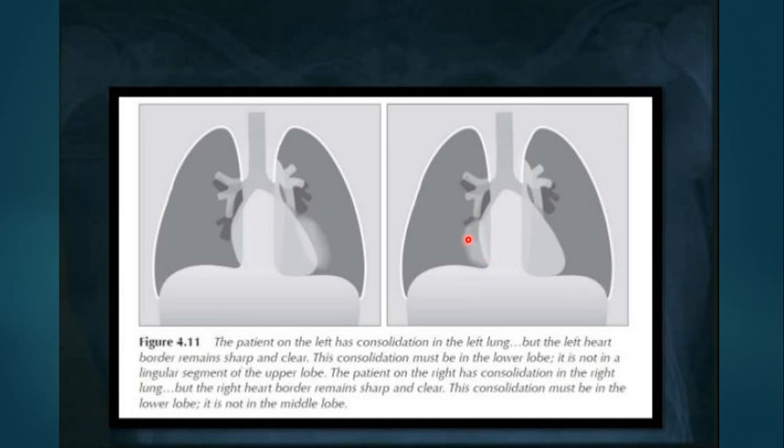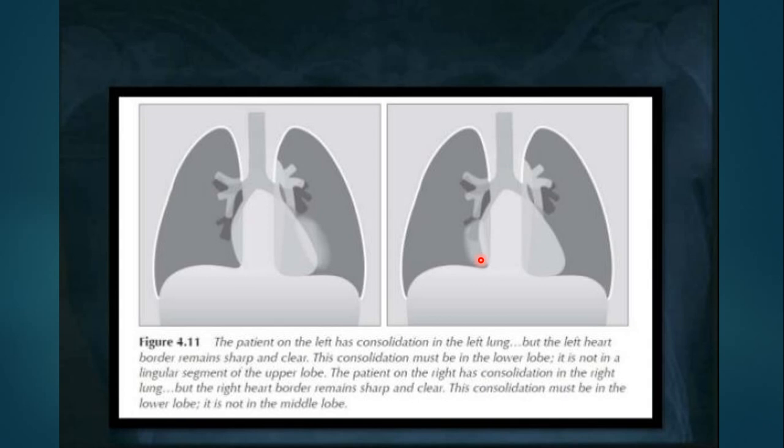This is a mass or consolidation or an opacity, whatever you like to call it. This lesion is in the right lower lung zone. It's not silhouetting the right heart border. So it is not in contact with the right heart border. So it is not in the right middle lung lobe. It is in the right lower lung lobe. Okay?